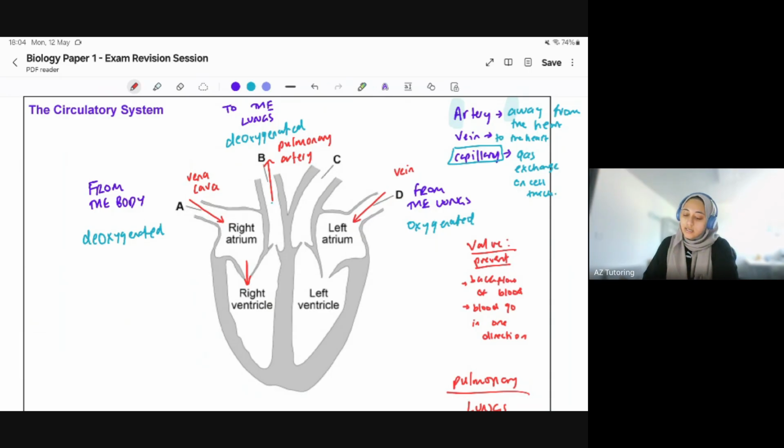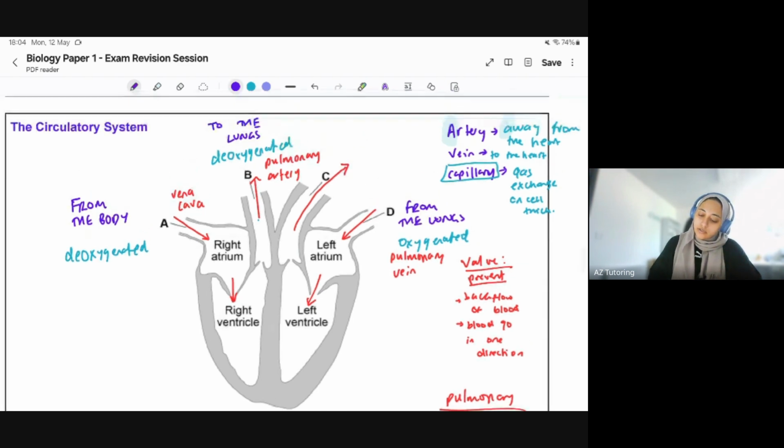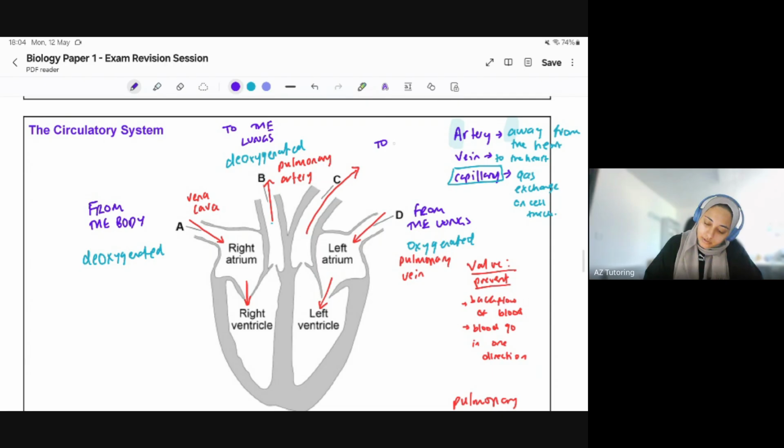And again, since it's come from the lungs, it's a pulmonary vein. Okay, and then it passes through the valve again to prevent the backflow, and then to the left ventricle, and then it's coming out of vessel C, and it's going to the rest of the body.